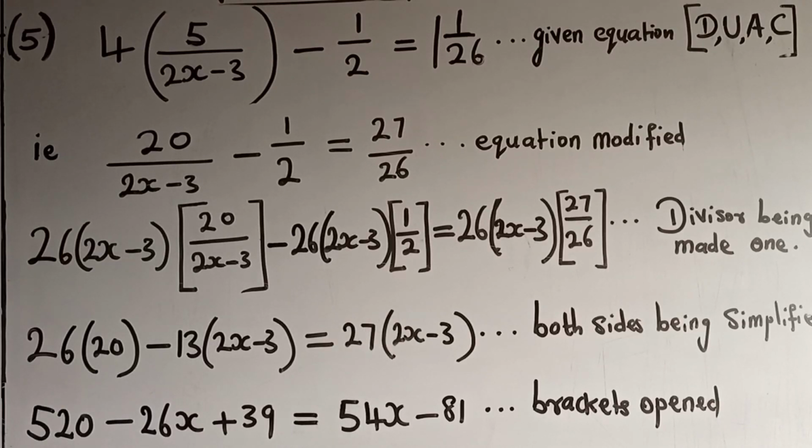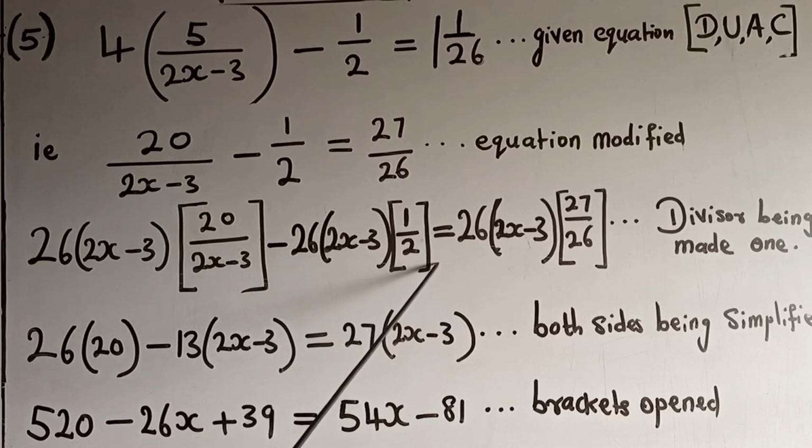Now let's proceed. We simplify each of these multiplications. We simplify this one, simplify this, simplify this. How is it going to be? When 2x minus 3 divides 2x minus 3, the answer is 1. That 1 times 26, then times 20, becomes 26 times 20. That means that 26 bracket 20 is the result of this multiplication.